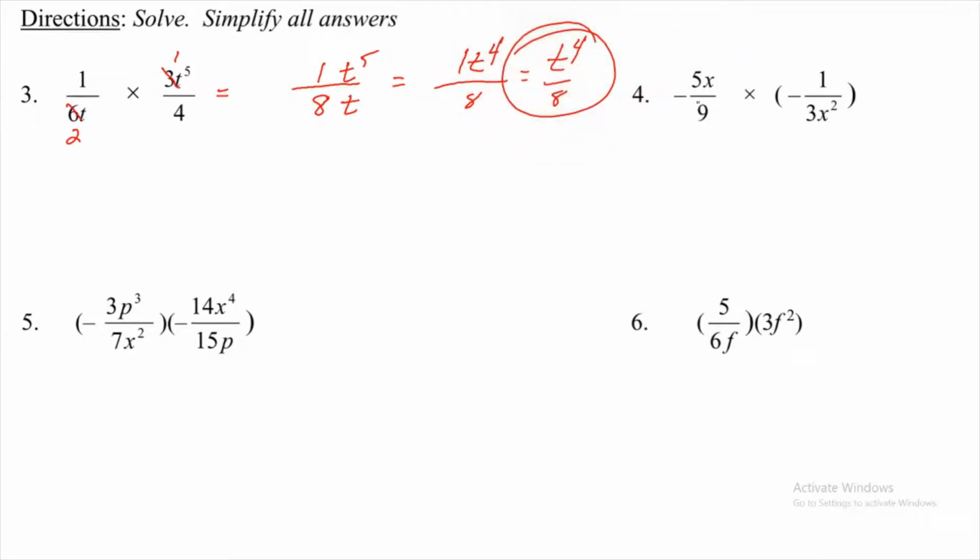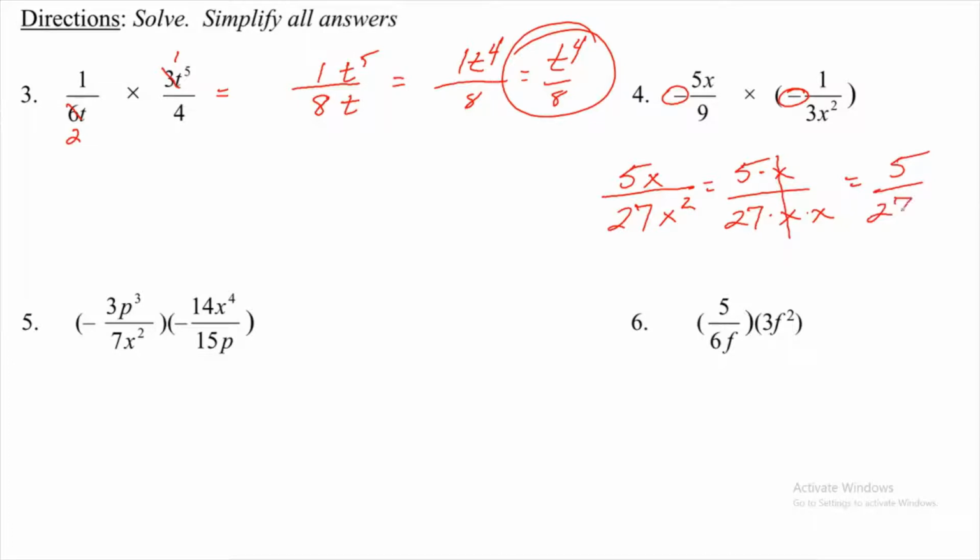Okay, number 4, I'm going to look at the diagonals. Nothing cancels. I know a negative times a negative is a positive. So let's just go right across. 5 times 1 is 5, and I have an x. 9 times 3 is 27, and I've got 2 x's, right? So if I actually wanted to expand it out to show you how the canceling works, I'd have x times x, right? And you can see that anything divided by itself is 1. When I put it back together again, I get 5 over 27x. That is the final answer.